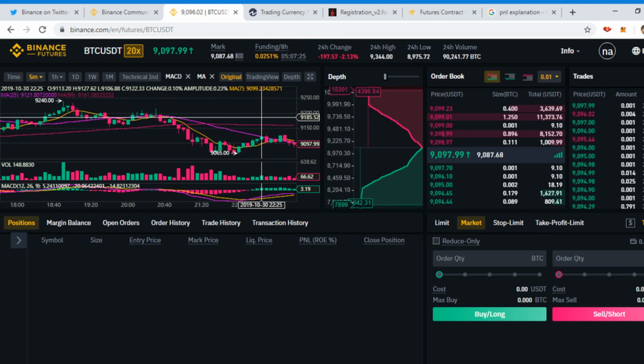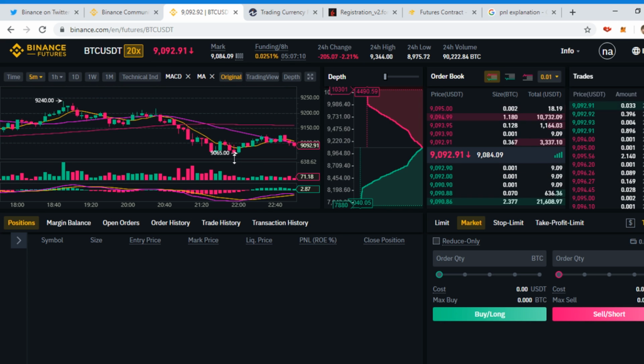You could start off with a testnet account, so you don't have to lose any of your actual funds. So that's a cool feature that Binance has.